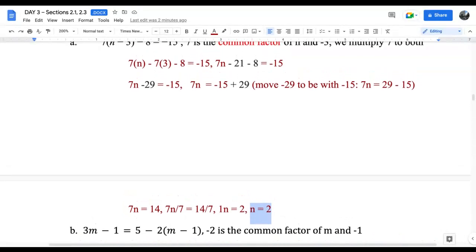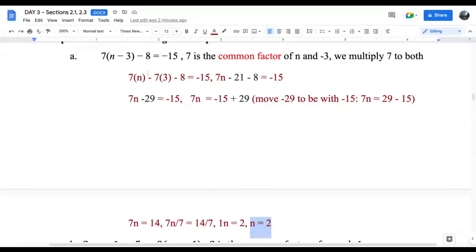So the difference between this one and the previous one is we have a 7 multiplied by a binomial. The 7 is a common factor of the two terms. So we have to distribute. We have to multiply 7 to both of those terms inside.